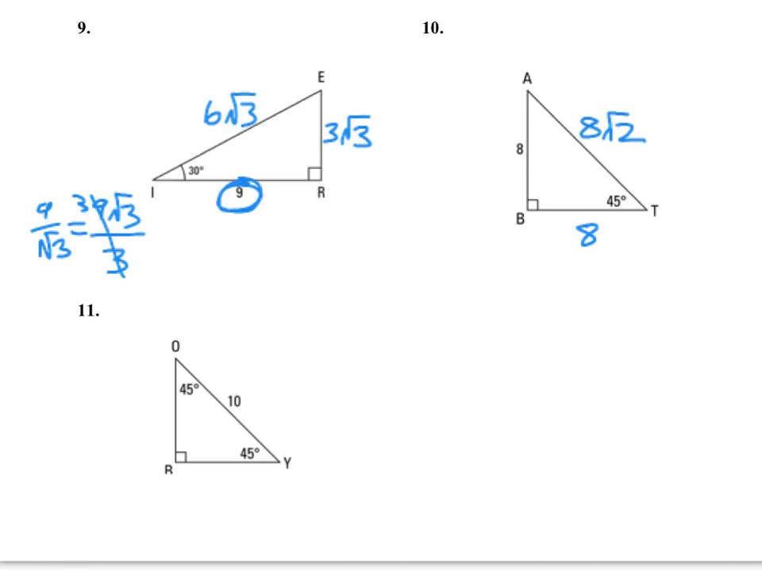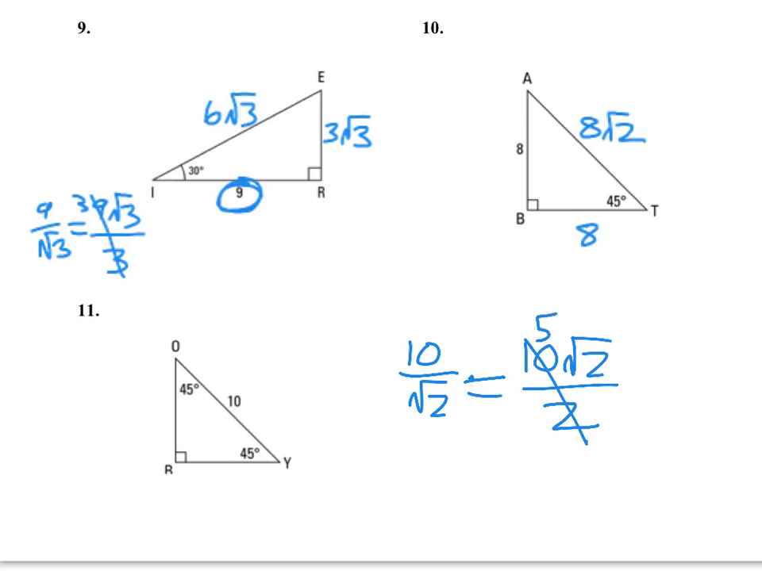Right, so in a 45, 45, 90, you multiply by rad 2 to go from leg to hypotenuse. To go the other way around, you divide by rad 2, but then you have to rationalize. So multiply the top by rad 2, multiply the bottom by rad 2. The lengths of these legs are both 5 rad 2.